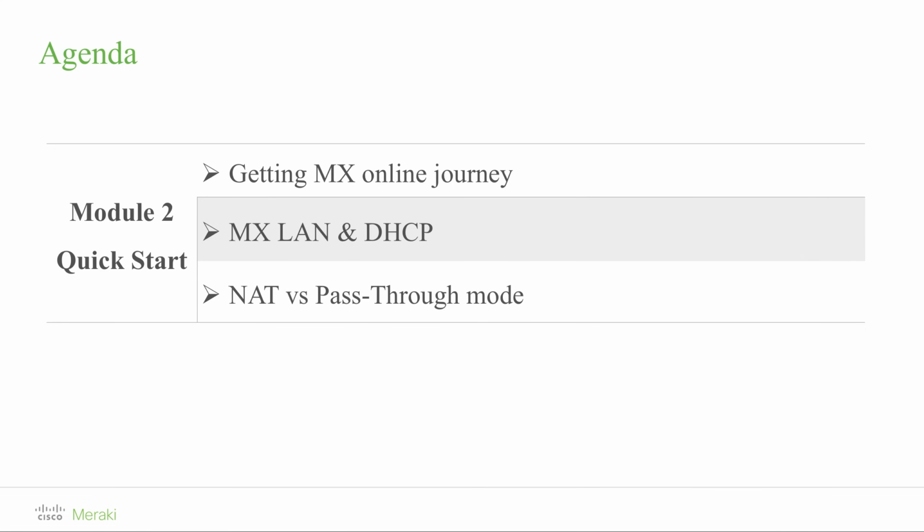And then we actually have a topology that we're going to go through to enable, I think, around 6 MXs and see how we're going to go through the process to get these MXs online and put some basic configuration there. At the end of this module, we will talk about the different modes that you can put the MX on, NAT and pass-through, and basically we'll get you some information around the differences between the two modes and when to put it in a NAT mode and when to put it in a pass-through mode.